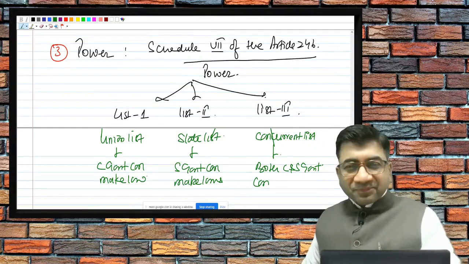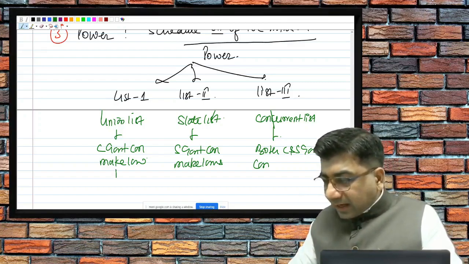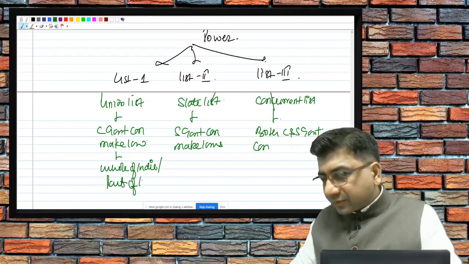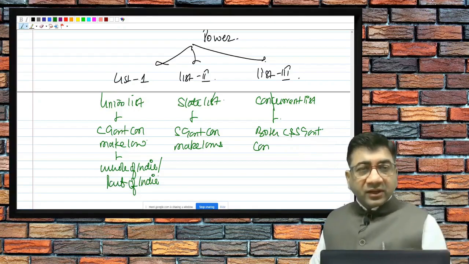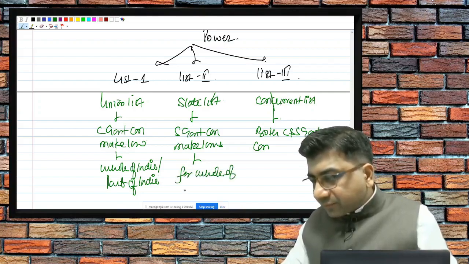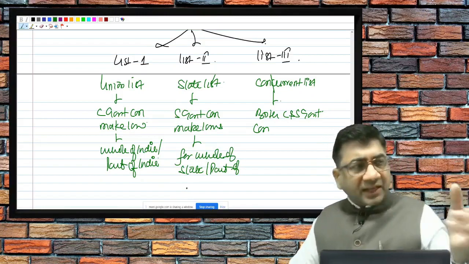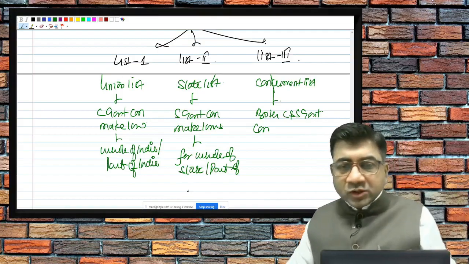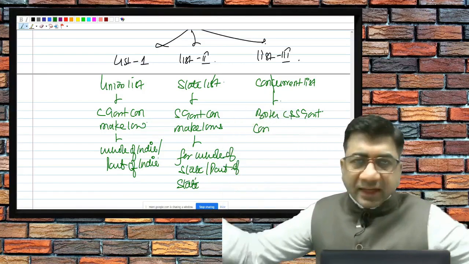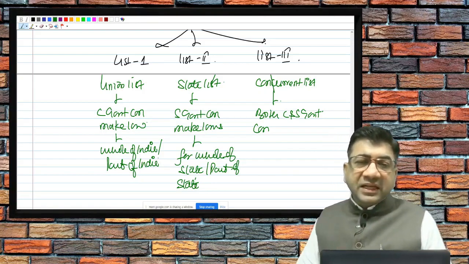So this is the point. Central government can make laws, state government can make laws, both. But the central laws are applicable for the whole of India or any part of India, whereas the state laws are applicable for the whole of the state or any part of the state. It's not that state laws will be applicable for the entire Delhi; it can be for a particular part of Delhi also.